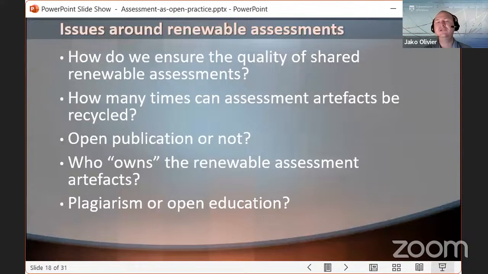How do you ensure the quality of shared renewable assessments? And typically I would suggest here, within the context of open education, that you start with the peers. So students will need to check each other's work before it is submitted for marks. That's a good step. A further level of quality control can be the teacher themselves. So teachers can play a very important role in giving guidance to students towards getting the quality up to standard of that assessment so that it can be published as an OER.